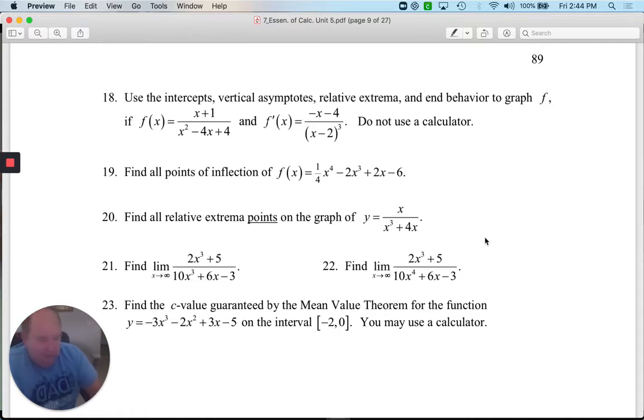So, intercepts. To find the x-intercepts, it's the zeros of the top. So negative 1, 0 is an x-intercept. That comes from the top. Plug in 0 for x, and you're left with 1/4. That's the y-intercept. So I found the two intercepts. Vertical asymptotes: take the denominator and factor it. If I take the denominator and factor it, that is x minus 2 squared.